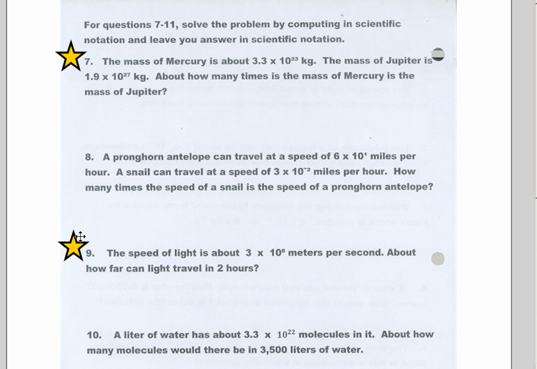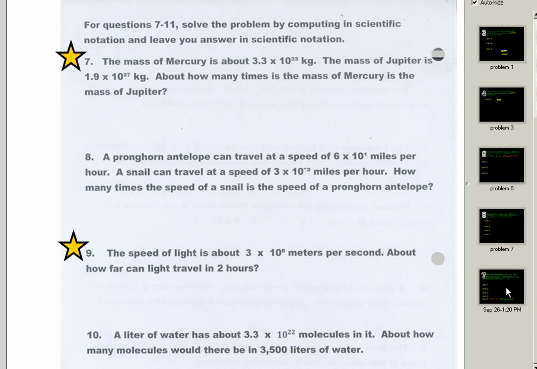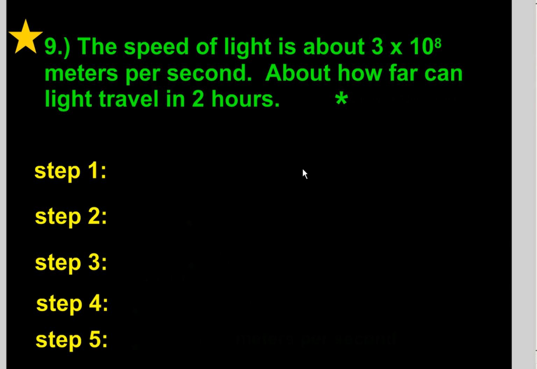And our last problem, problem number 9. For problem number 9, the speed of light is about 3 times 10 to the 8th meters per second. About how far can light travel in 2 hours? Well, the first thing we need to think about is what is the unit of measurement we're talking about here? Meters per second. So we're going from seconds to hours. So we're going to need to convert that. How many seconds are there in 2 hours? Well, there are about 7,200 seconds in 2 hours.